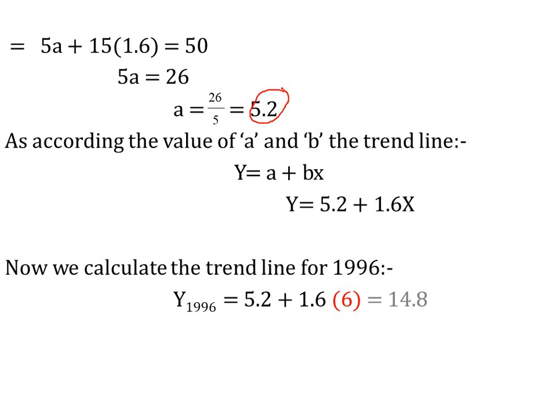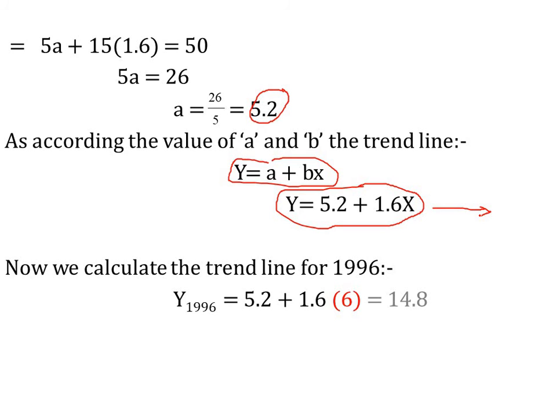Now put these values of a and b in the equation y is equal to a plus bx. So I get the best fit line of trend as y is equal to 5.2 plus 1.6x. So this is my line of trend, the equation of the line of trend.